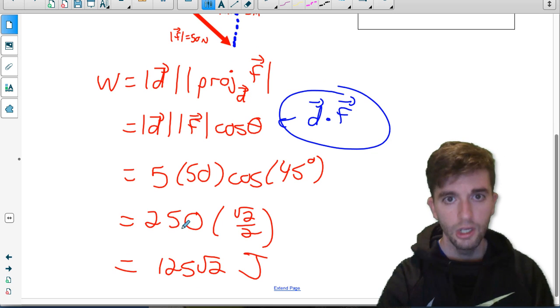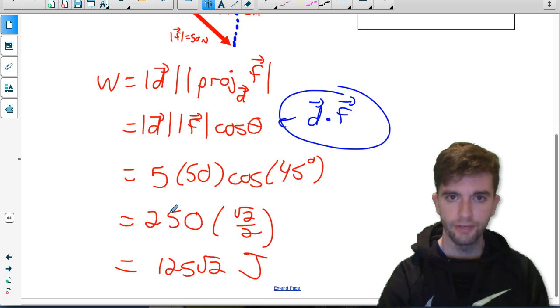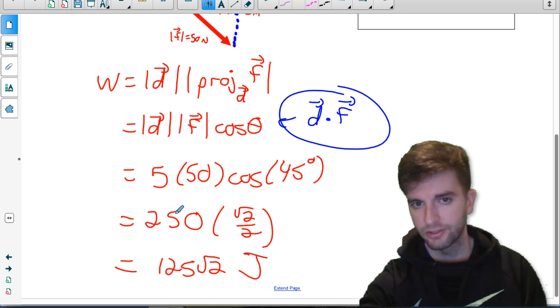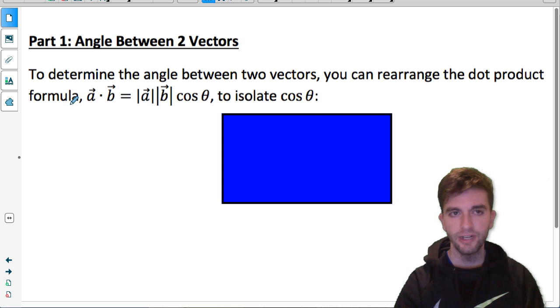Let's move on now and look at how we can use a dot product formula to calculate an angle between two vectors. Let's move on to the part where we find the angle between two vectors.